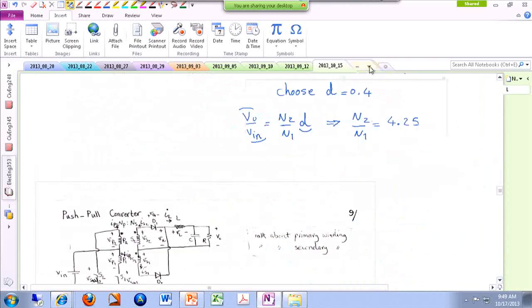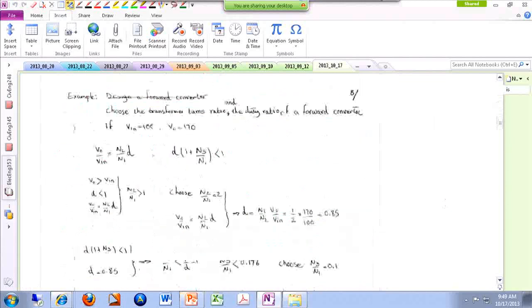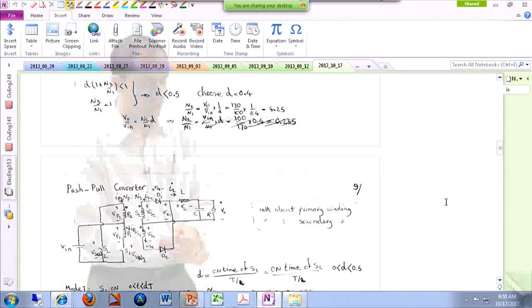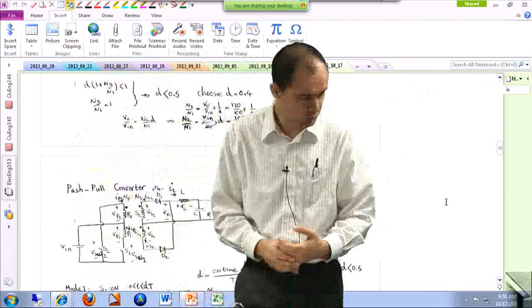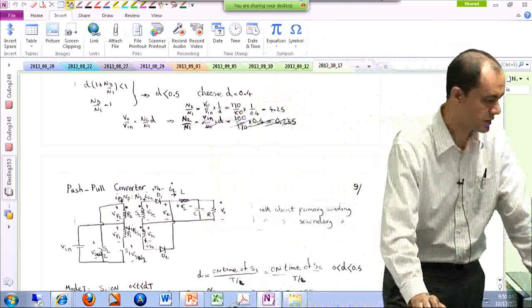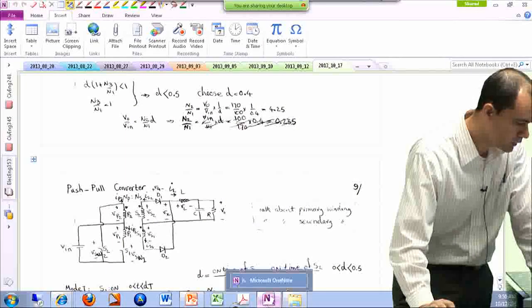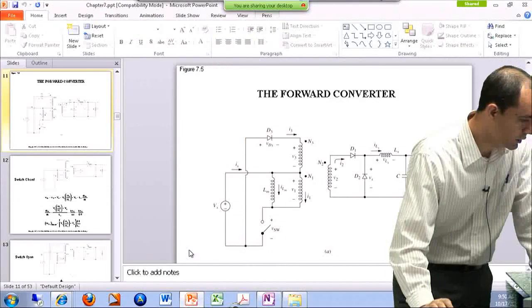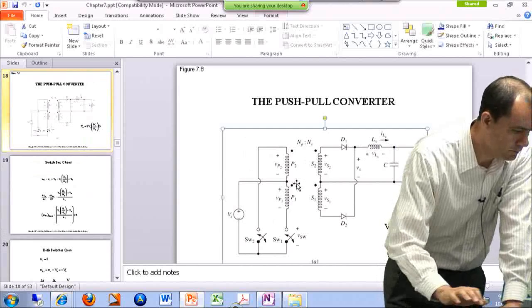All right, so let's go to our new file. Any questions? So this was all about the forward topology. We are moving on to the next topology, which is the push-pull topology. As you can see, it's a little bit more complicated. Let me see if I have a cleaner diagram over here that I can actually use. Yeah, here it is.